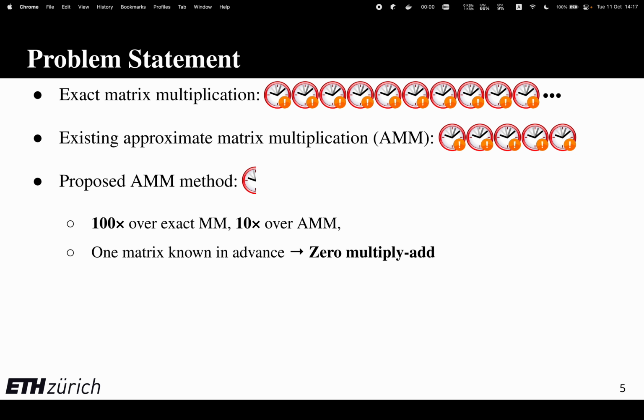Compared to the proposed method in this paper, they are not as efficient. The proposed method can achieve 100x speed up compared to exact matrix multiplication, and 10x speed up over the existing AMM methods. And as Tommaso has said, one of the interesting features of this method is that it requires no addition and multiplication operations when one of the matrices is known ahead of time.